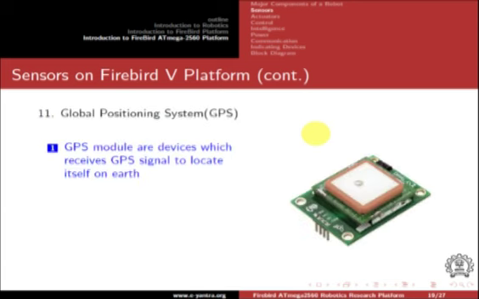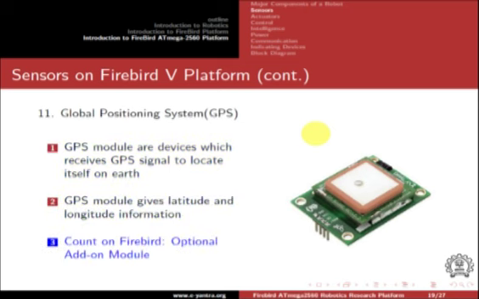Next we have GPS, or global positioning system. This also is an add-on module and not present on the Firebird platform. This module, when interfaced on the robot, can give the location of the robot by receiving signals from the GPS satellites. It gives location in terms of latitude and longitude.